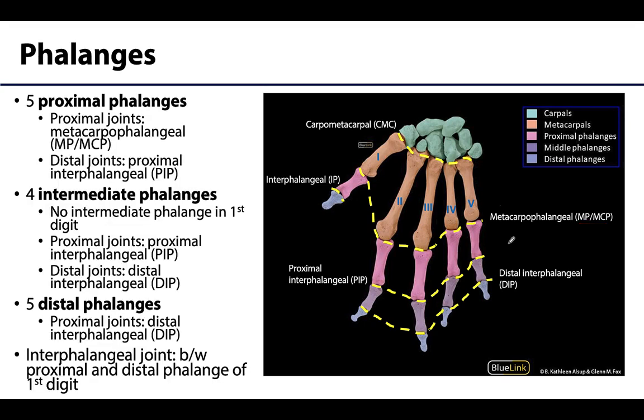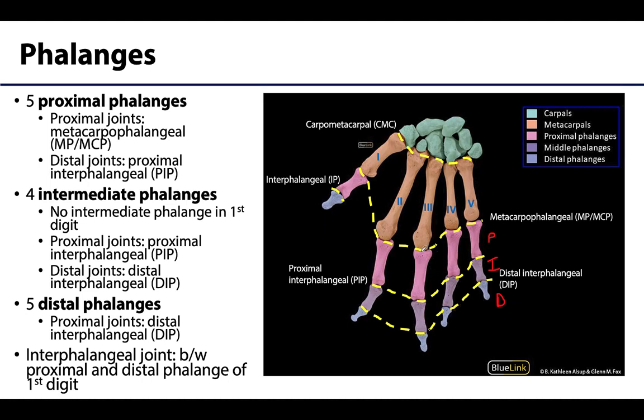And now to everyone's favorite, the phalanges. These are the bones of the digits, and there are 3 rows of phalanges. You have the proximal phalanges, of which there are 5, the intermediate phalanges, of which there are only 4, so no intermediate phalange associated with the first digit. And then again, there are 5 distal phalanges. These are by far the smallest of the phalanges.